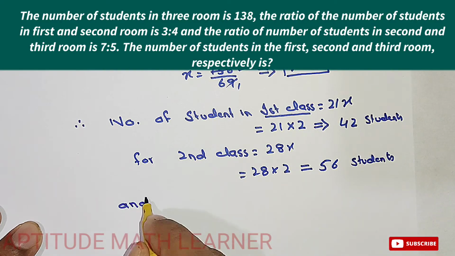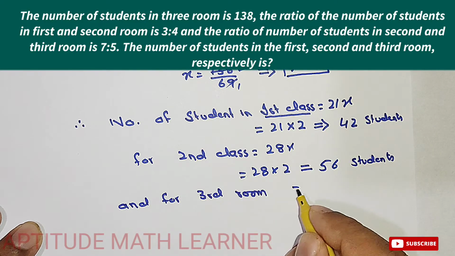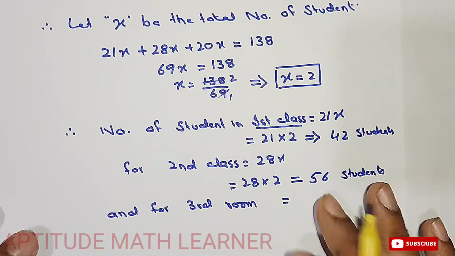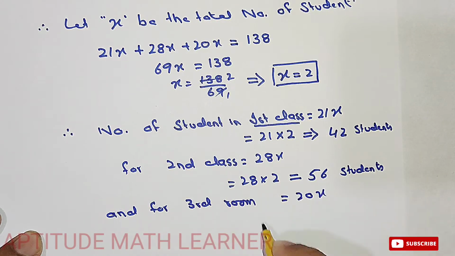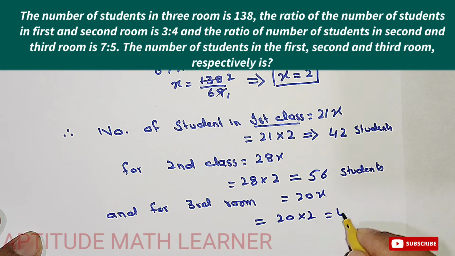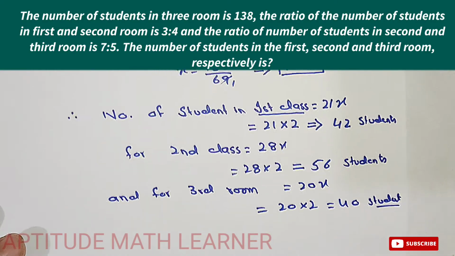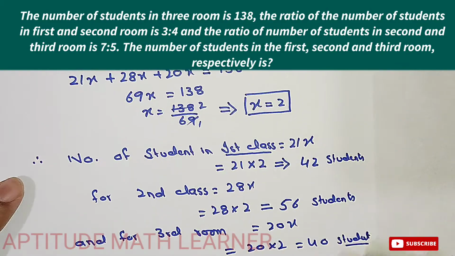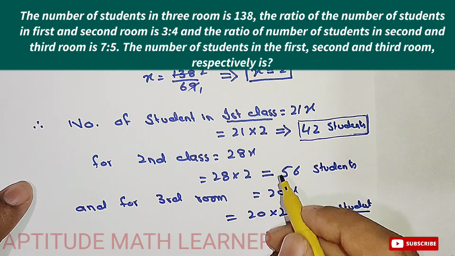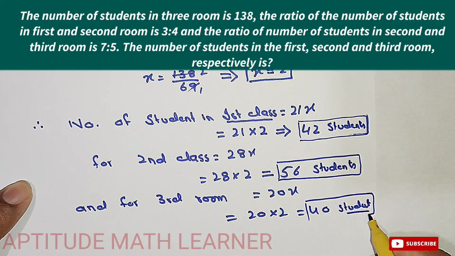And for the third room or class, in the ratio we have 20x. So this becomes 20 multiplied by 2, that is 40 students. So we have found the numbers: for the first class 42 students, for the second class 56 students, and for the third class 40 students.